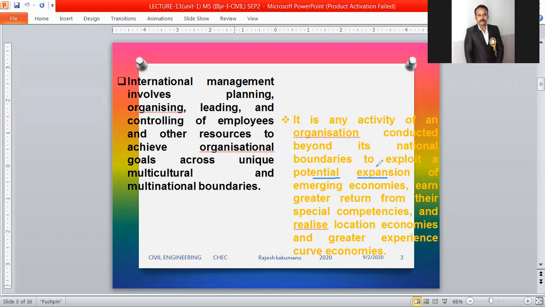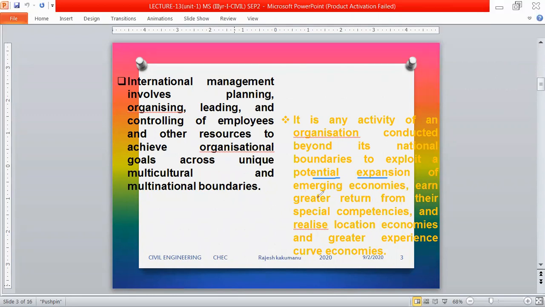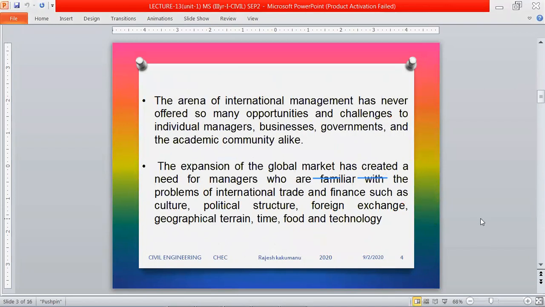Next. The other things: they earn greater returns from their special competences, realize local economies and greater experience curve economies. Based upon the other countries' economy also, GDP, gross income also, we have the capacity to expand our business. Next.